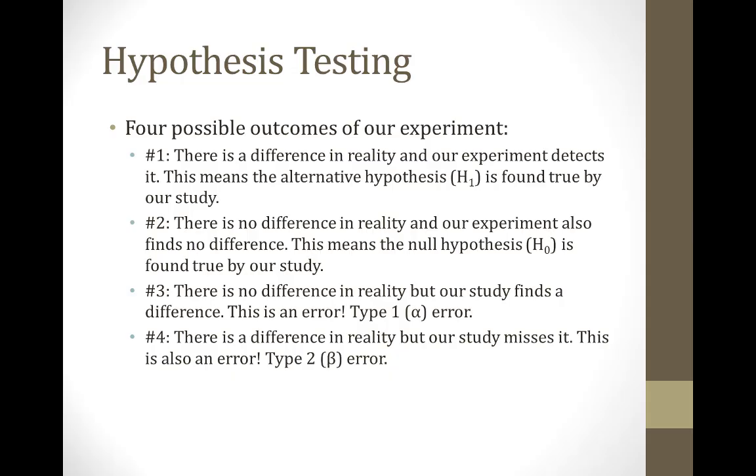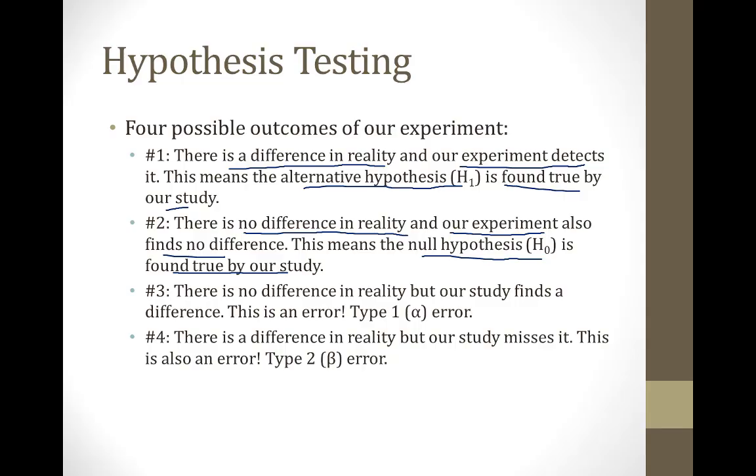Possibility number one is that there is a difference between the two means in reality, and our experiment detects this. This means the alternative hypothesis H1 is found to be true by our study. Possibility number two is that there's no difference in reality, and our experiment also finds no difference. This means the null hypothesis H0 is found true by our study.